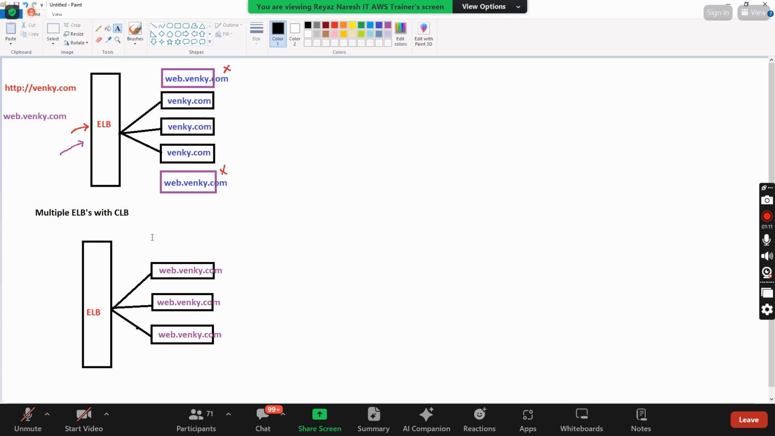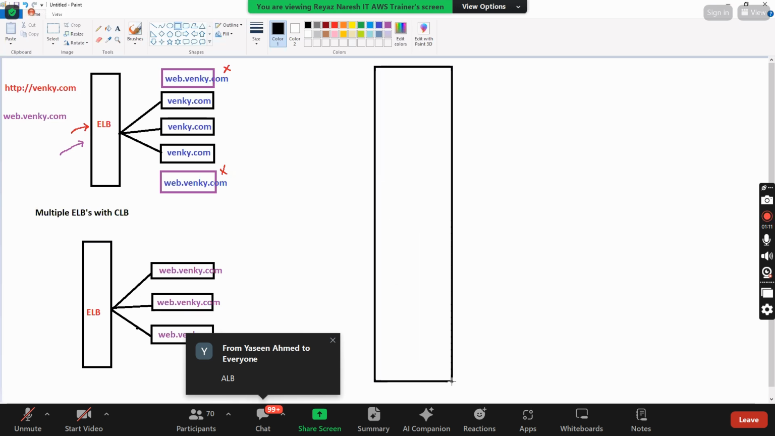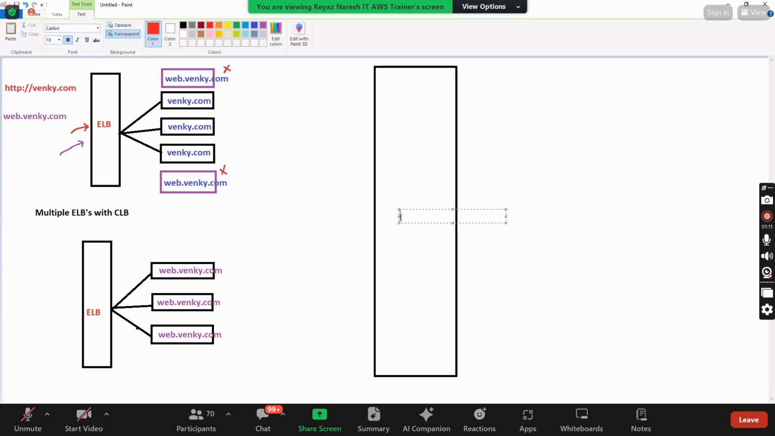For that reason, CLB has become a previous generation load balancer. So which is the latest load balancer that we are using? Let's see how this will be handled in the application load balancer now. Do you see? So now we have this application load balancer, ALB.